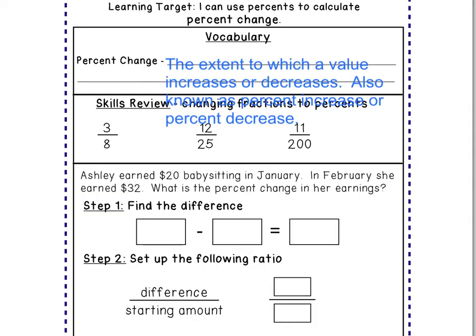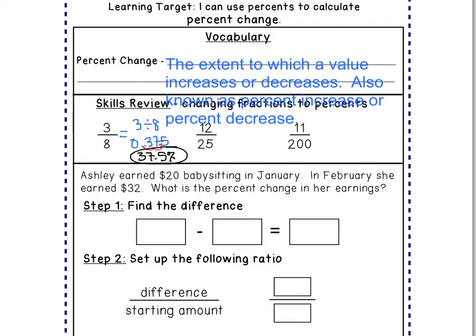that quickly. If we have 3/8, we're going to change 3/8 into a decimal first by doing 3 divided by 8 in our calculator. We would get 375 thousandths as our answer. To change a decimal to a percent, we move that decimal 2 places to the right and tack on the percent sign. So our final answer is 37.5%.